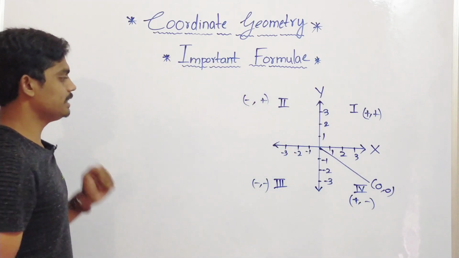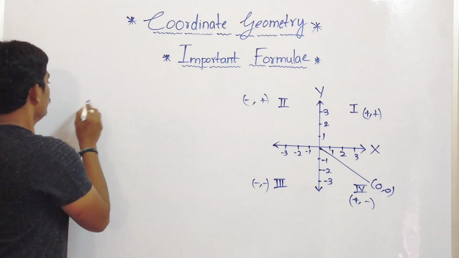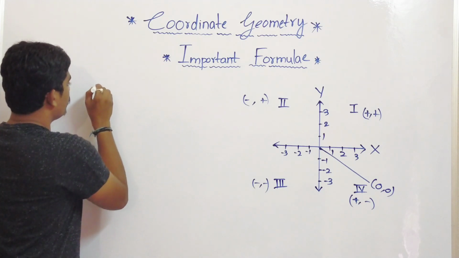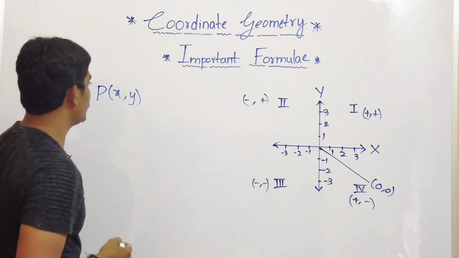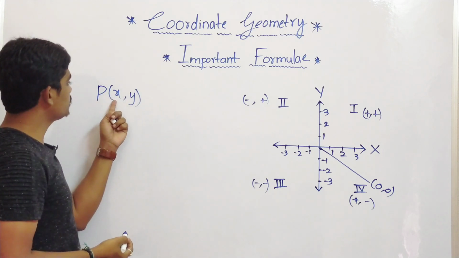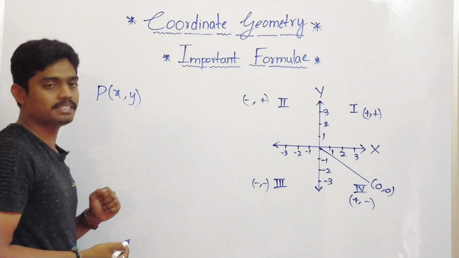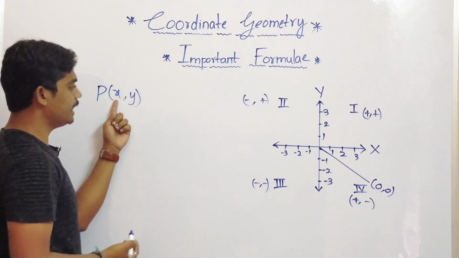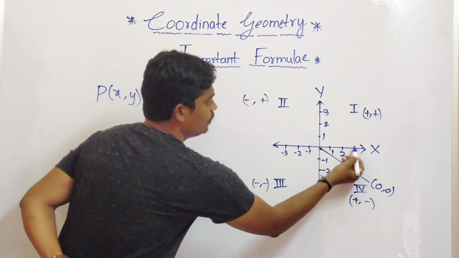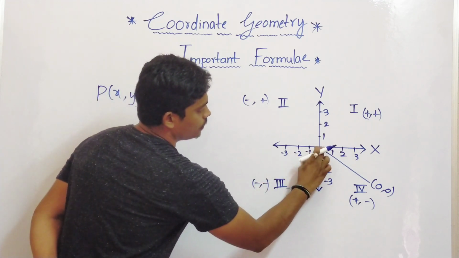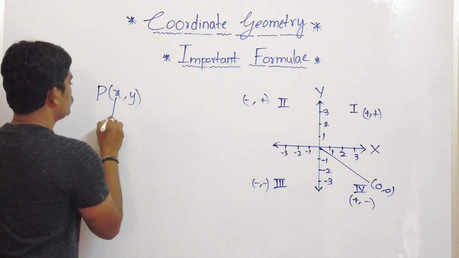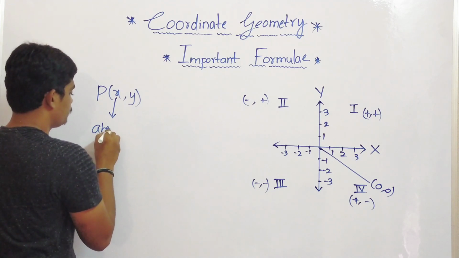So now let us understand what is a point. Whenever we talk about a point, we write a point as P(x, y). So this x is the x coordinate and this y is the y coordinate. Now this x value is the distance of the point from the y-axis. So this is also called the abscissa.